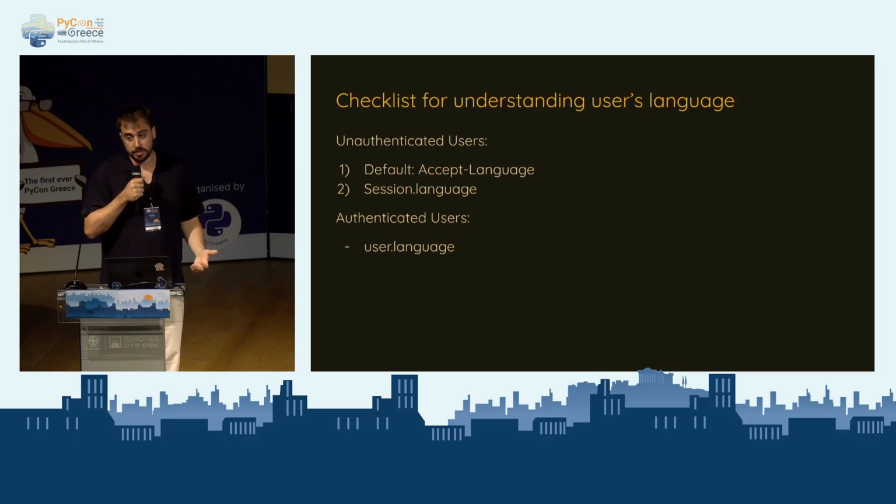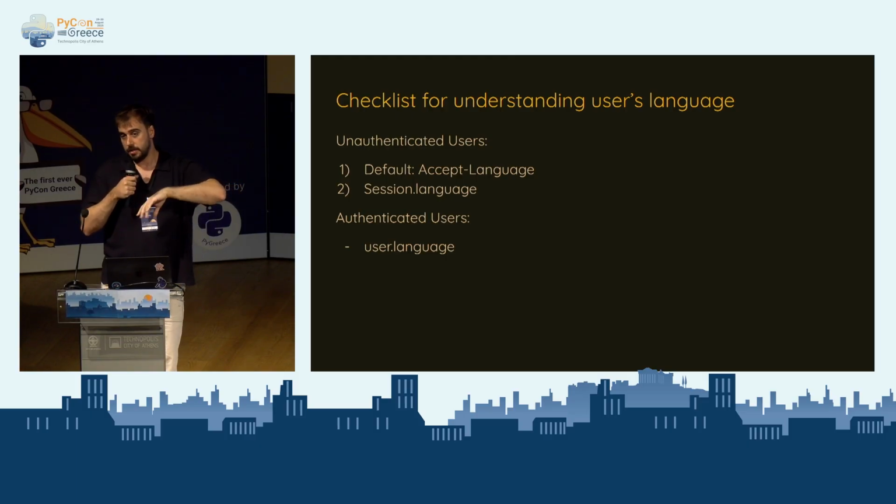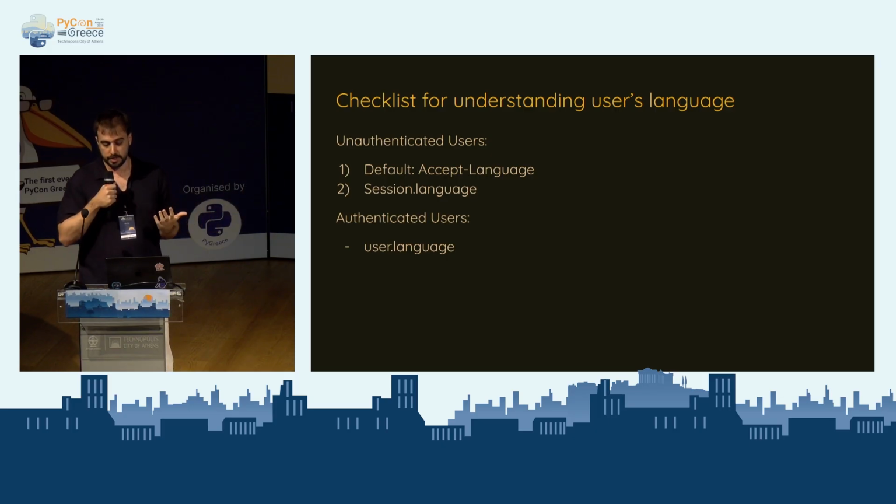Okay, what is our checklist for detecting the user's language? If the user is unauthenticated, have a default from accept language. Then if they toggle the language, keep it in the session and rely on the session. And if they are authenticated, please get the information from user.language.